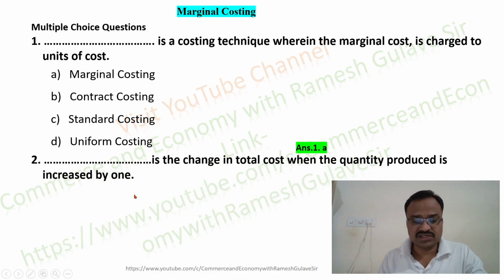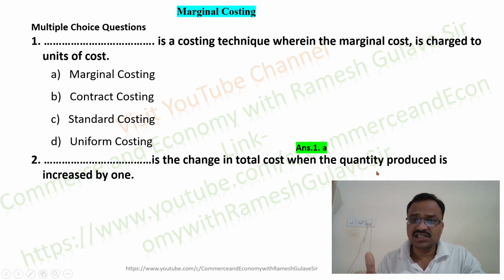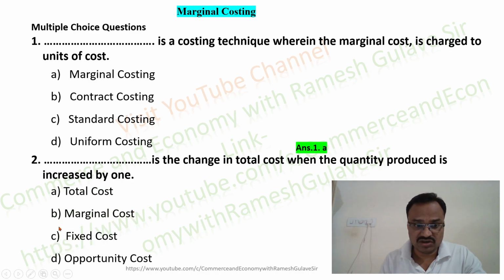Let us move on to the next question, and it says, is the change in total cost when the quantity produced is increased by 1? See, friends, the sentence says, if we increase the quantity of production by 1, and the total cost increases, that amount is known as marginal cost, right? So here option B is the right answer.